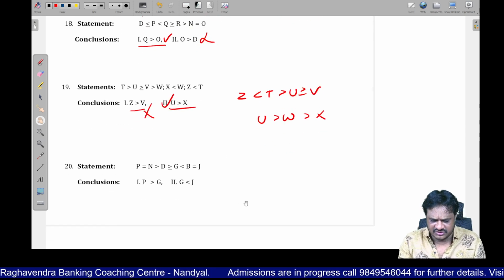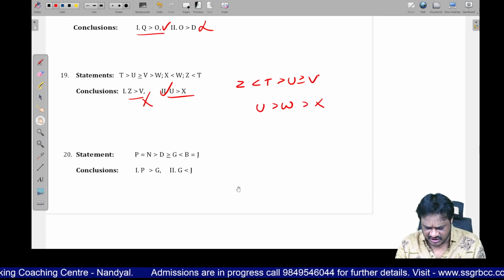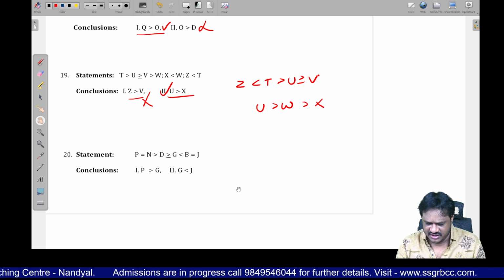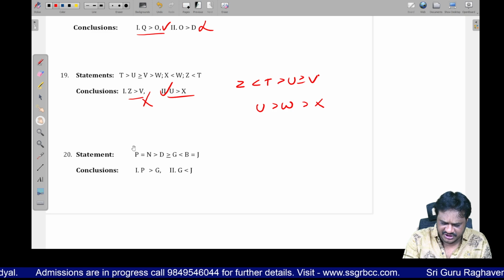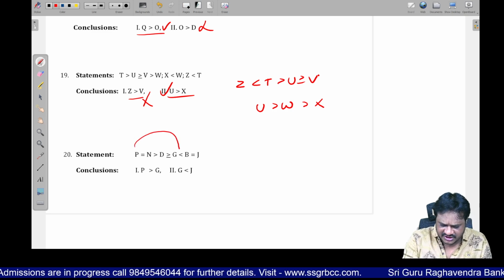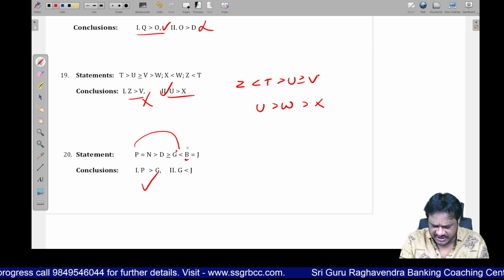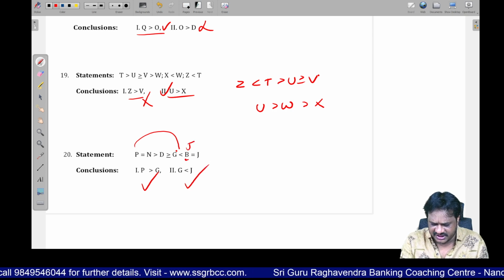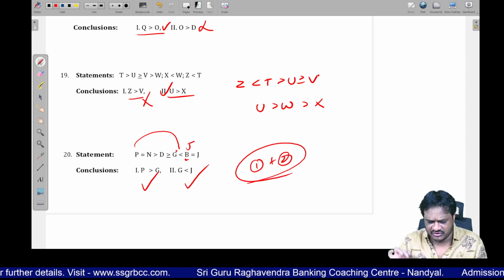Now, 20th question. P is equal to N, N greater than D, D greater than or equal to G, G less than B, B less than J. P to J, there is P to G. What is the symbol from P to G? Greater. Therefore, P greater than G definitely follows. G less than B is there. Instead of B, you can write J. Second one also definitely follows. So, both 1 and 2 definitely follows.